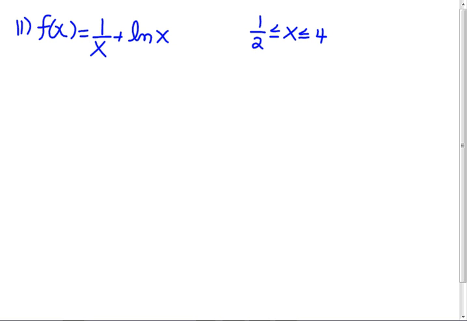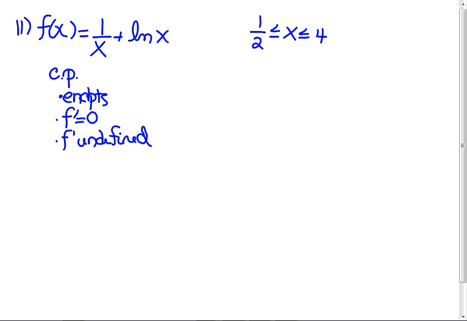Okay, so we have a continuous function on a closed interval. I need to find my critical points. Where are the critical points? Endpoints, and what else? Where f prime is 0 or f prime is undefined. Either way, they're the same thing. Okay, I just do what's easy first.